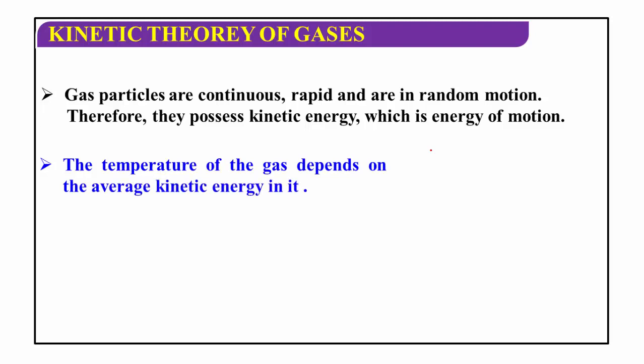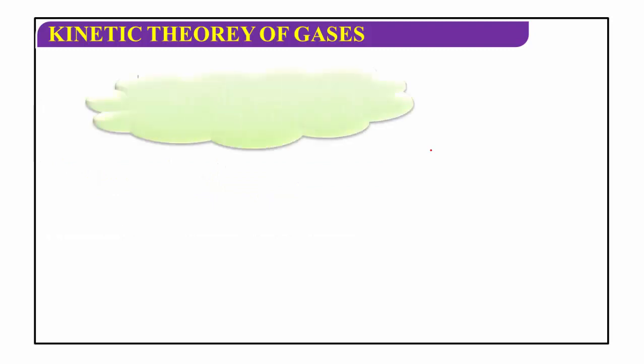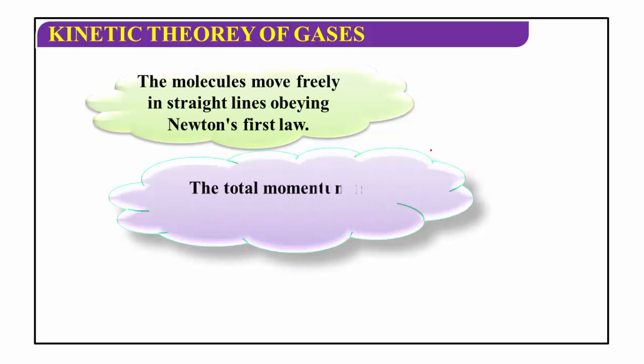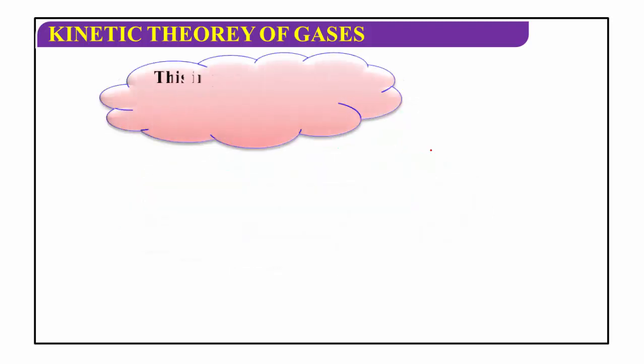The temperature of the gas depends on the average kinetic energy. If the temperature increases, the kinetic energy of the gas molecules also increases. Molecules obey Newton's laws of motion. These are the postulates of kinetic theory of gases. These molecules move freely in straight lines obeying Newton's first law, and the total momentum is conserved as usual.